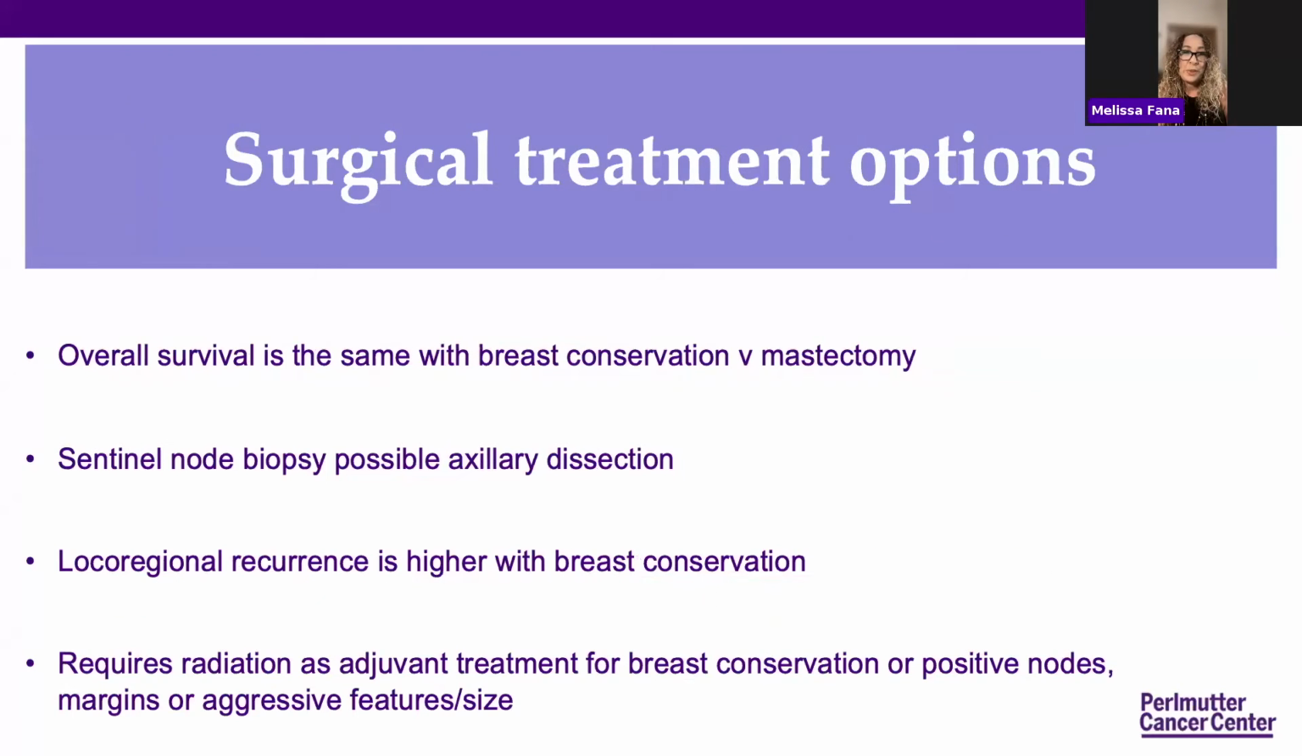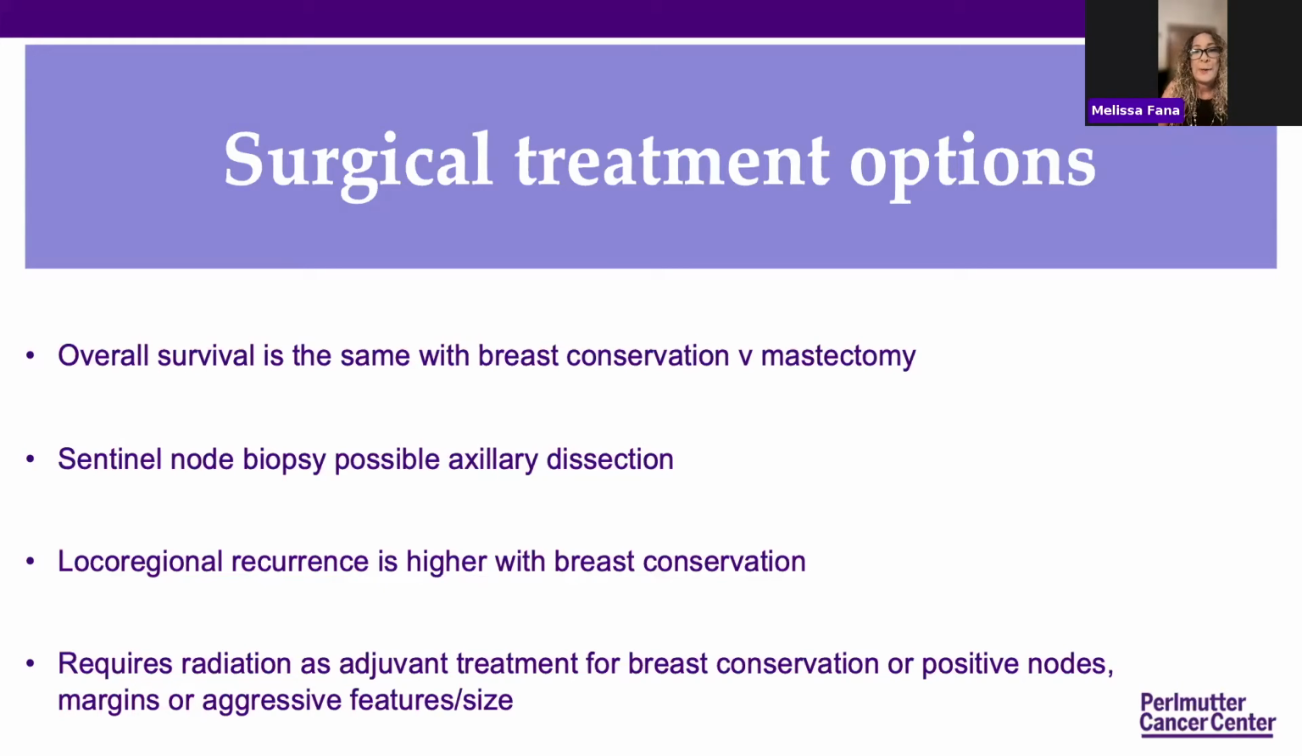And really quickly, I just want to touch upon surgical treatment options. Now, if the tumor is not greater than 2 centimeters or a positive node, we'll do surgery first, and then we'll treat with treatment afterwards, like chemotherapy and radiation if the person saved their breast. The overall survival is equivalent when you save your breast or you remove your breast.